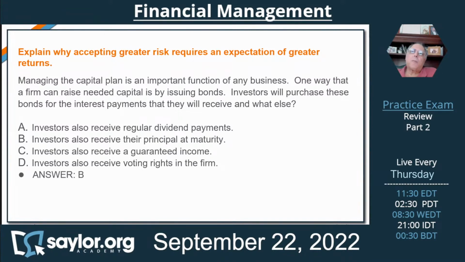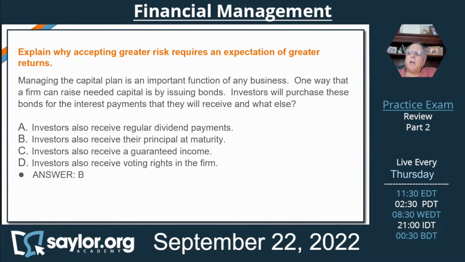Companies issue bonds. Investors purchase these bonds, and typically they will get interest payments. And what else? Why would you consider buying a corporate bond? And the answer here is B, that investors also receive the principal at maturity.